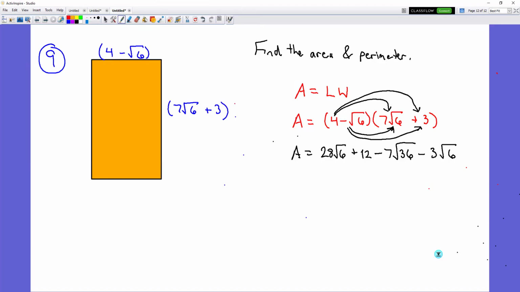But we do have a 36 inside the square root, and as we talked about before, 36 is a perfect square, can be square rooted. It's a perfect square root, so therefore we can rewrite the problem like this. It's going to be area equals 28 square root of 6 plus 12, and then we have minus 7 parentheses 6, okay? Because the square root of 36 is 6. And then we still have minus 3 square root of 6, okay?